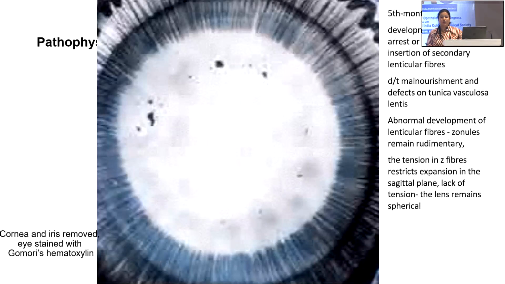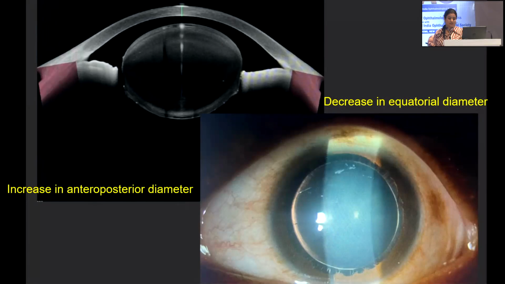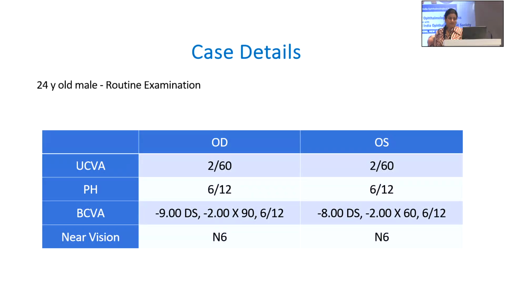What actually causes equatorial growth of the lens is the zonular strength on the equatorial margins that pulls the lens in the equatorial direction, which causes an increase in the anterior-posterior diameter and a decrease in the equatorial diameter.